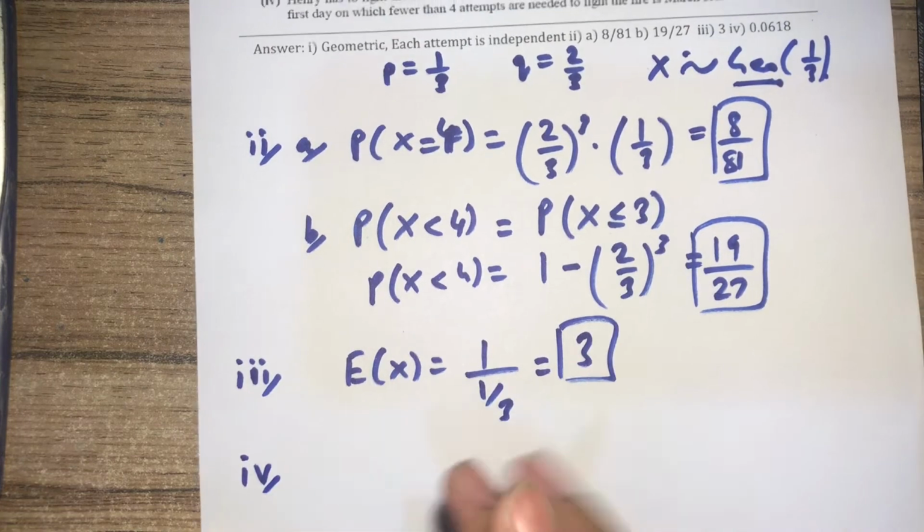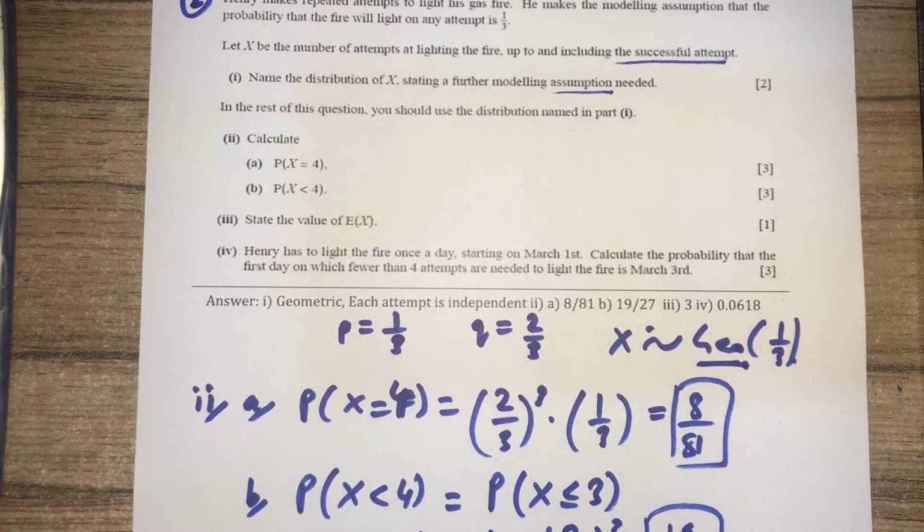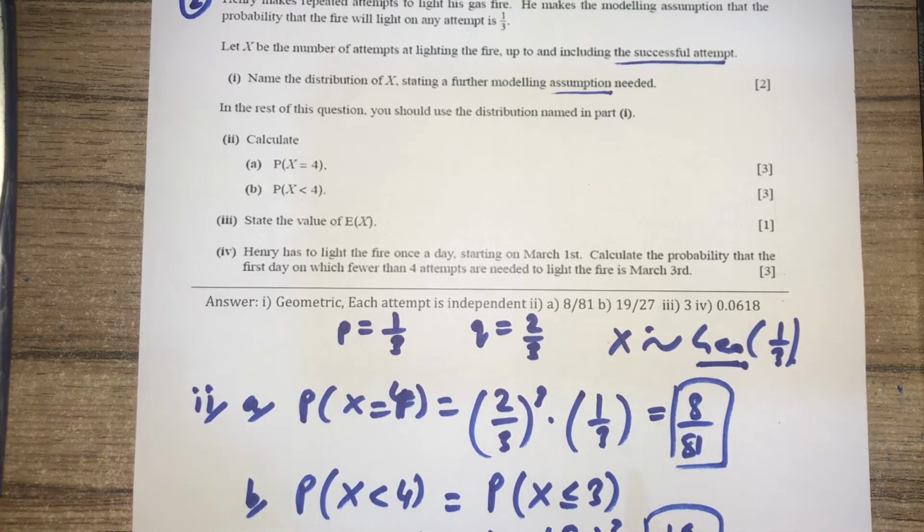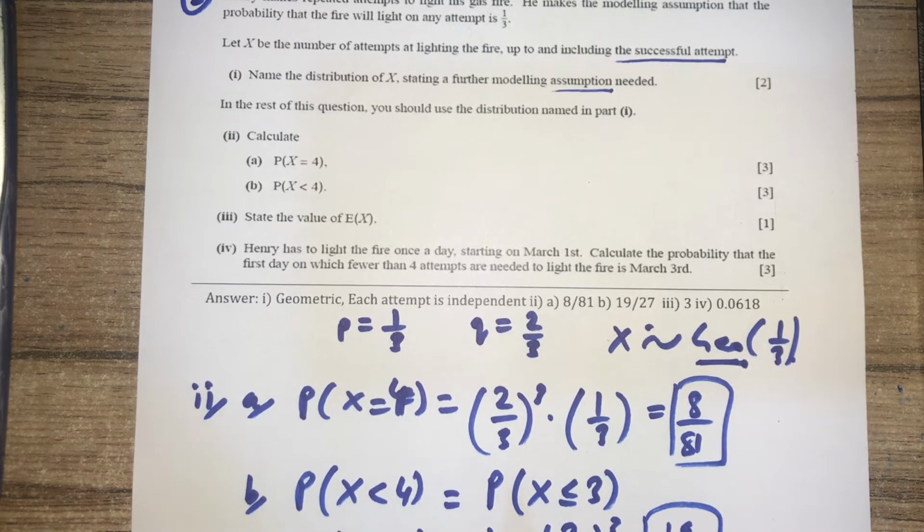Now the fourth part is a little tricky. So the fourth part, they're saying Henry has to light the fire once a day starting on March 1st. Calculate the probability that the first day on which fewer than 4 attempts are needed to light the fire is March 3rd. So over here what's happening is that Henry has to light a fire on every day from 1st of March, right? Now the probability we have to find is that March 3rd is the first day when he is able to light the fire in less than 4 attempts, right?